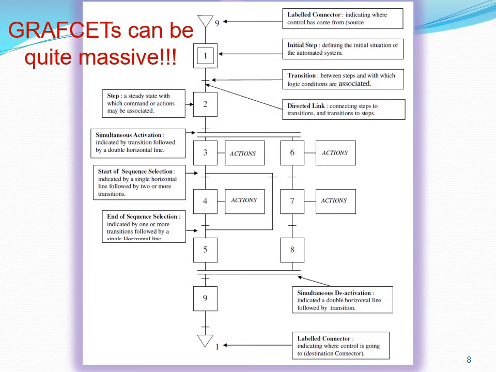The GRAFCETs that we looked at so far are quite simple, but we may have quite massive GRAFCETs in real life, as an example, the one shown on this slide. You may try in your own time to understand what the GRAFCET implies on the sequencing system that it represents.